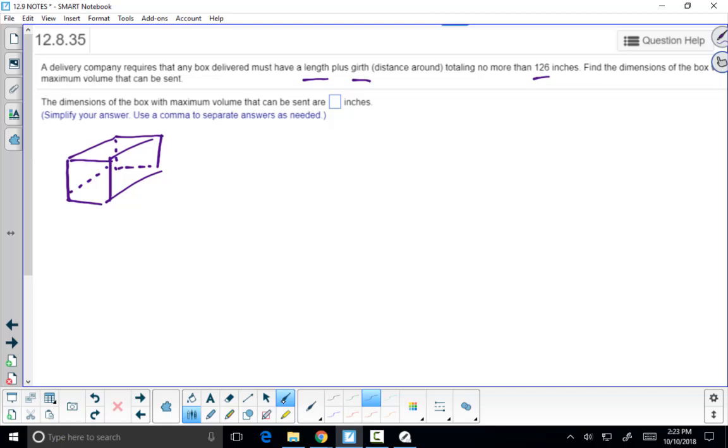So let's call the dimensions x, y, and z. Which one do we want to be length? Y, I guess. So the girth around this is going to be x plus z multiplied by 2. So we're going to have 2x plus 2z plus y has to be less than or equal to 126. Find the dimensions of the box that maximize the volume that can be sent. So the volume is going to be x times y times z. Maybe we could even do this.